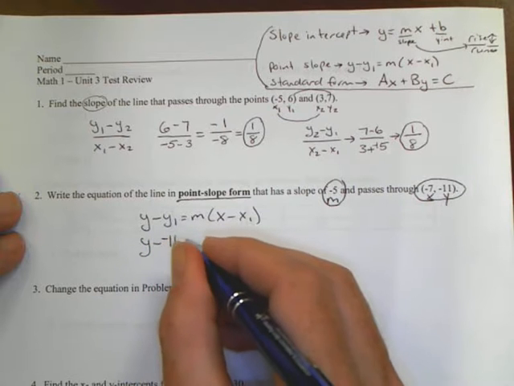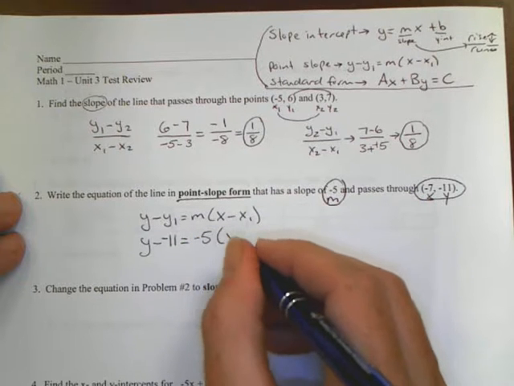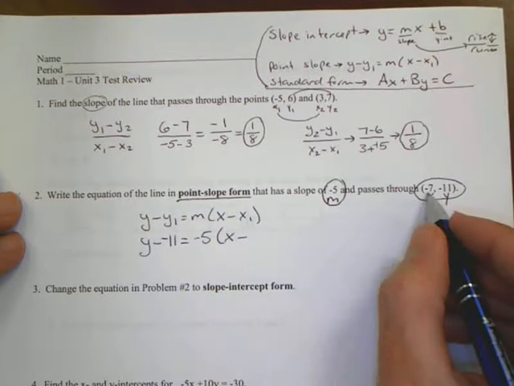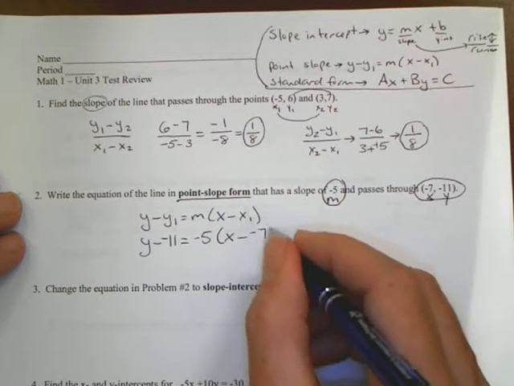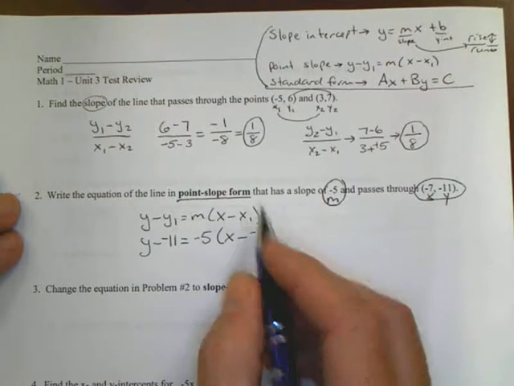So I put that there, equals my slope, negative 5, times x. That's just a plain old x there. And I'm going to subtract my x1 value, which is a minus 7. I probably don't want to leave it like that because I have minus and minus and minus and minus, so I'm going to change those around.